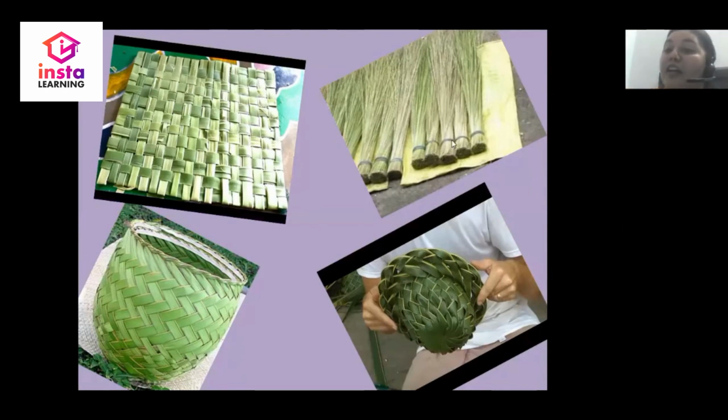And then there are brooms. So see, coconut leaves are so useful. The coconut leaves not necessarily are thrown away. There are so many things which you can make from the coconut leaves. And the four things which are listed in the chapter are mats, baskets, hats, and brooms. All right.